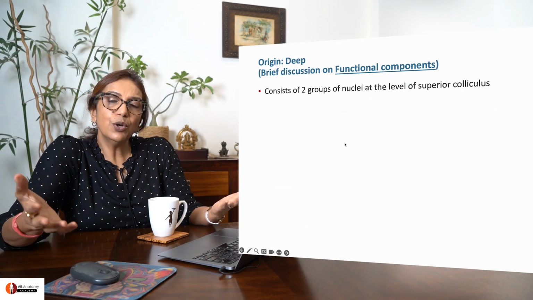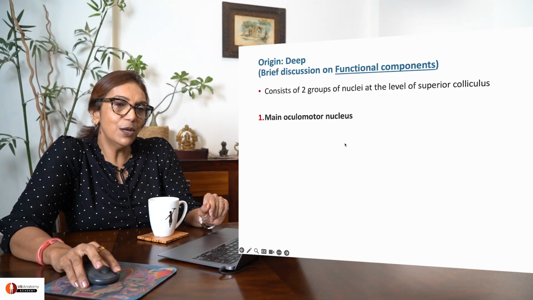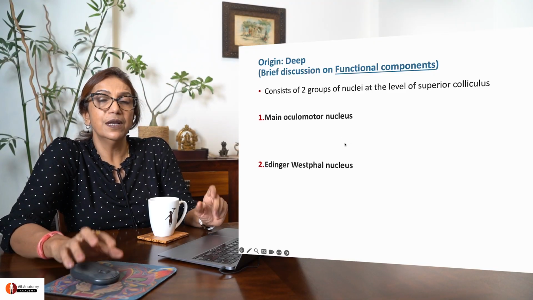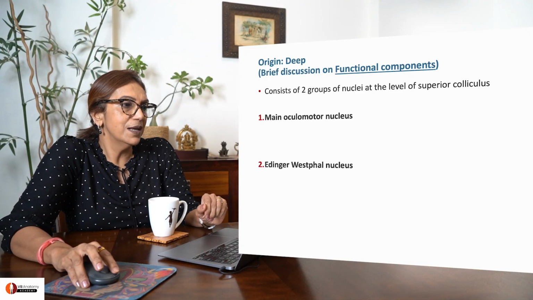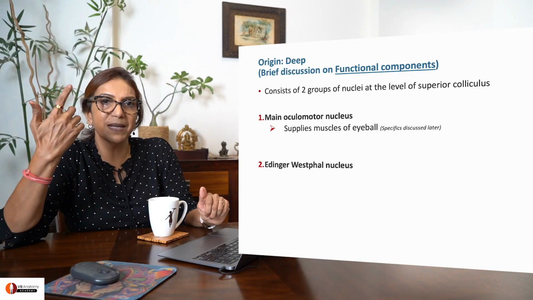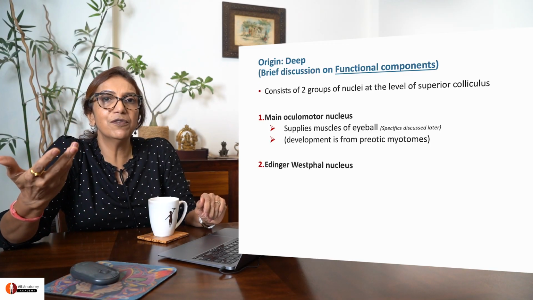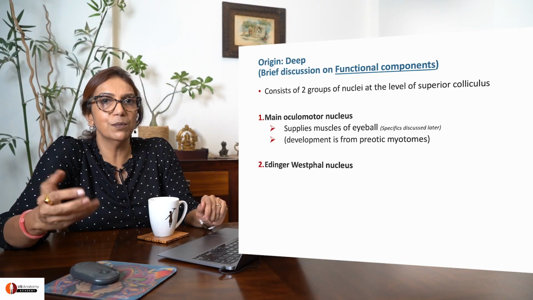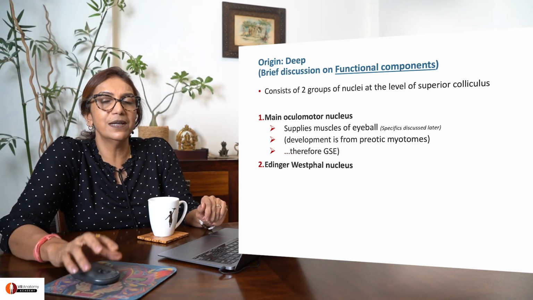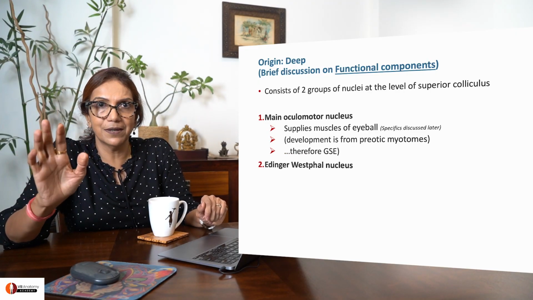What are the functional components of this? So, main oculomotor nucleus, Edinger-Westphal nucleus. What are the functional components? The main oculomotor nucleus supplies muscles of the eyeball. Muscles of the eyeball are developmentally coming from pre-otic myotomes. Therefore, it is a general somatic efferent.